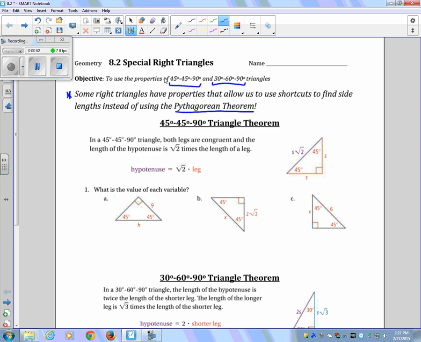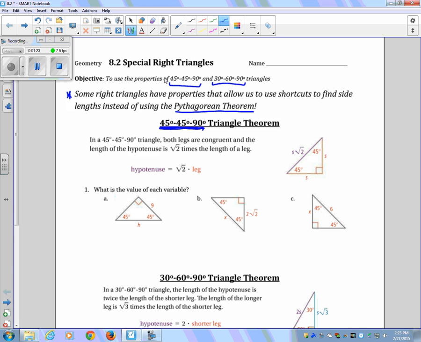Remember, the Pythagorean theorem, again, is with only right triangles, and it's when we know two sides of a triangle and we're looking for the third side. Well, with 45-45-90 triangles and 30-60-90 triangles, if we know the angle measures, we really just need one side, and then we can find the measures of the other two sides. So it really helps us, if we know the angles, to be able to solve for all the sides.